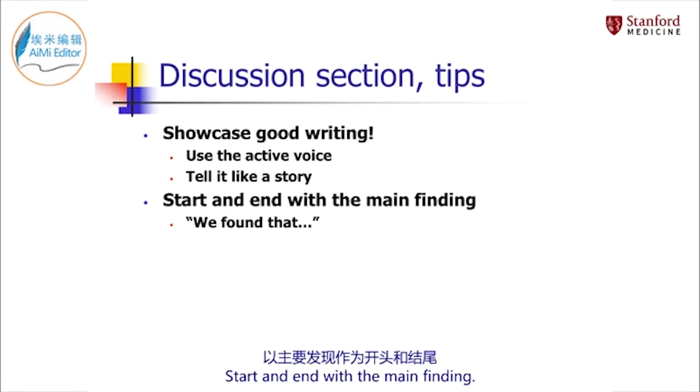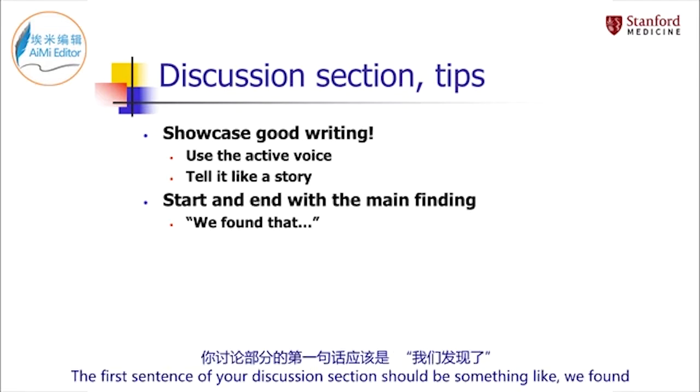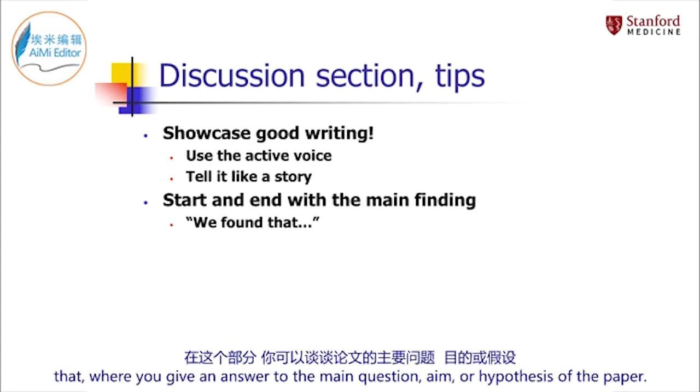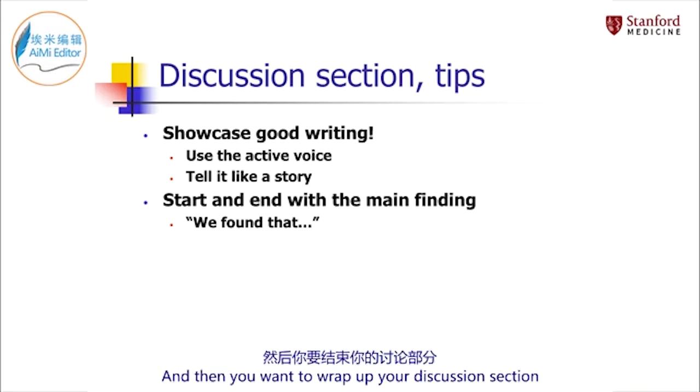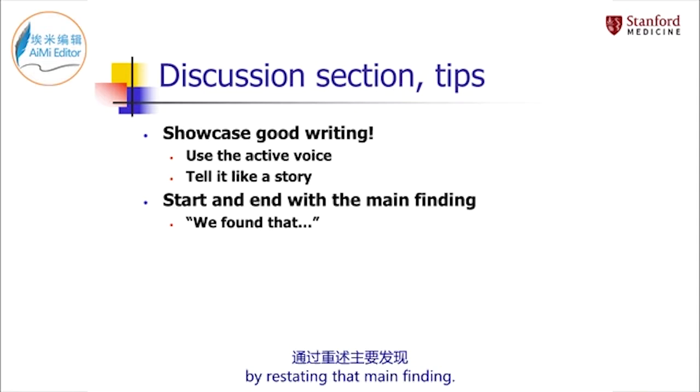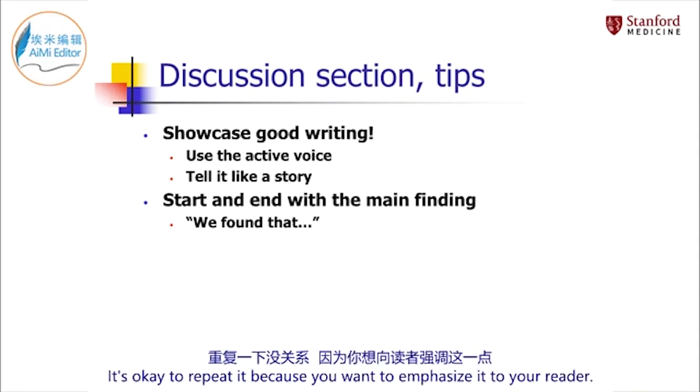Start and end with the main finding. The first sentence of your discussion section should be something like, "We found that," where you give an answer to the main question, aim, or hypothesis of the paper. And then you want to wrap up your discussion section by restating that main finding. It's okay to repeat it because you want to emphasize it to your reader.